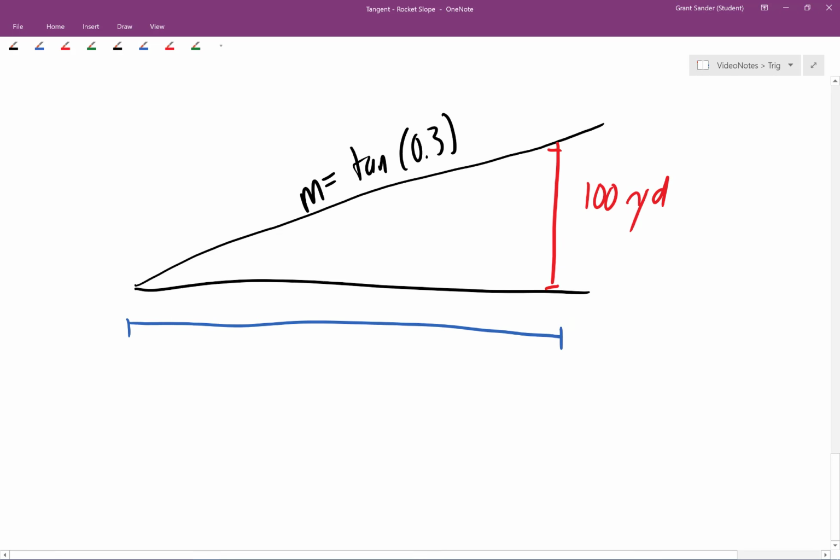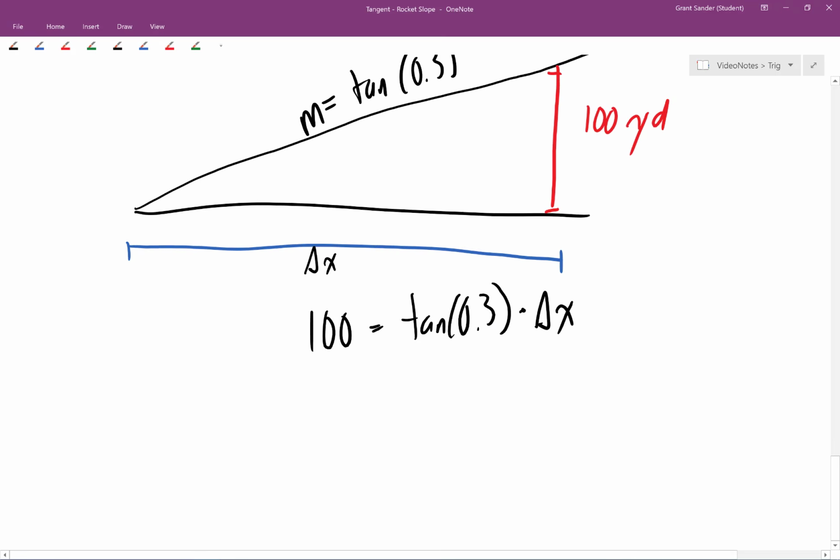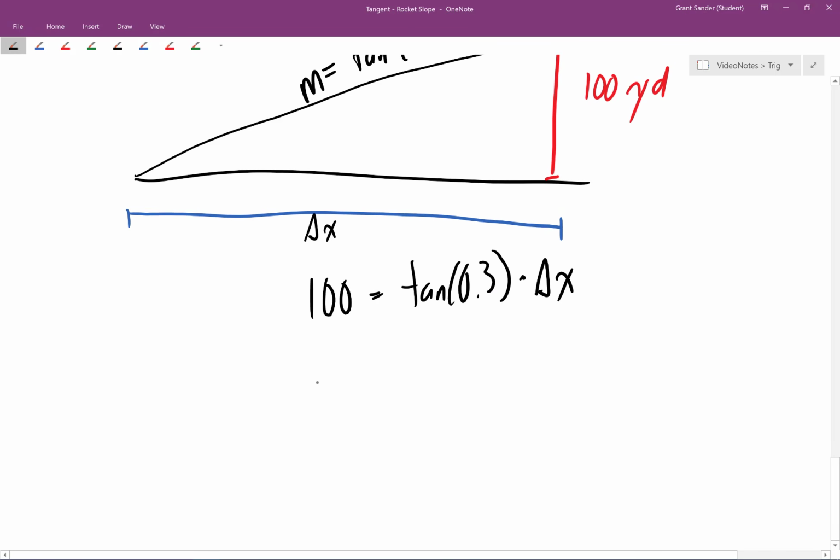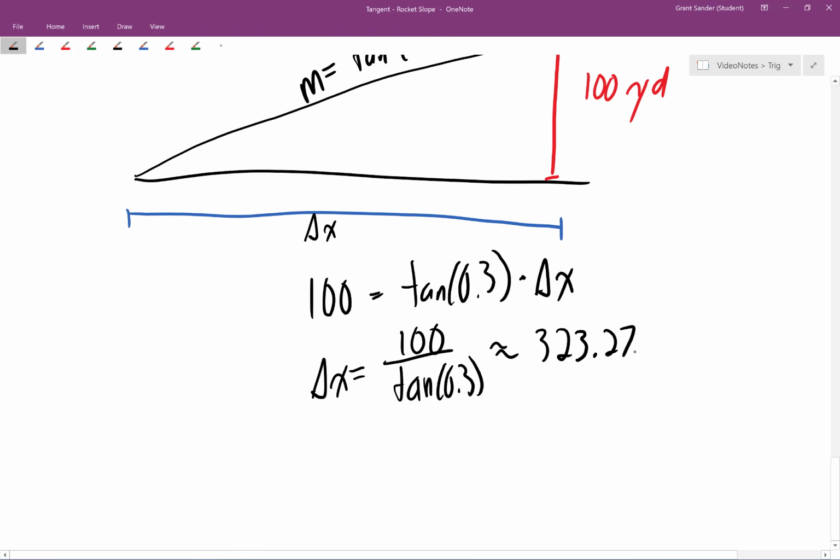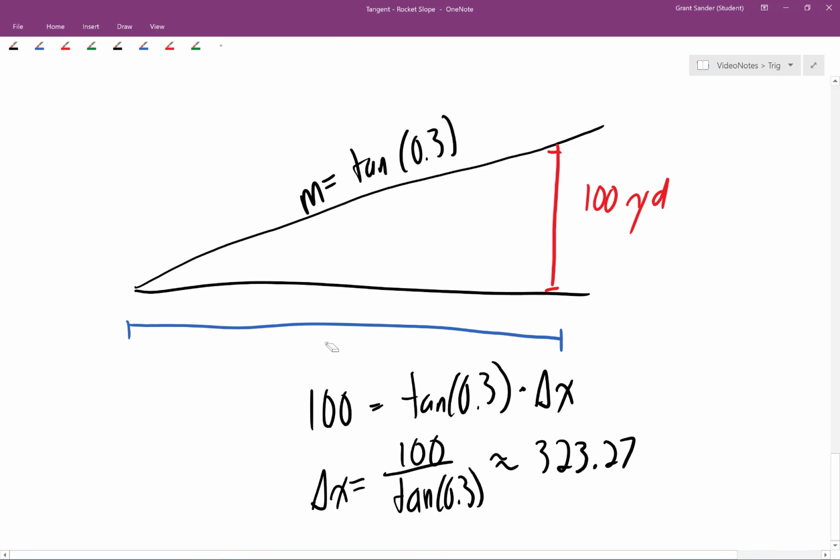We decided that this change in vertical height, 100, is going to be tangent of 0.3 times as large as however far the rocket traveled horizontally. So this is delta x, what we're looking for. So in this case, this change in horizontal distance from the launch location, delta x, is equal to 100 divided by tangent of 0.3. And that has a value of approximately 323.27. So if the rocket is 100 yards above the ground, it has traveled about 323.27 yards horizontally from the launch location.